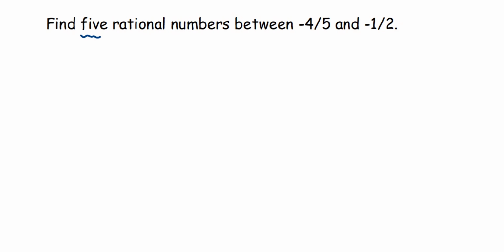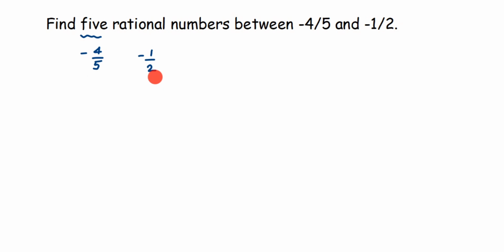So the first number is minus 4/5 and the second number is minus half. The first step is to check if the denominators are the same. We can see that they are not the same. For the first rational number we have 5 in the denominator, and for the second one we have 2. If they are the same, then you can skip this step and jump to the second step. In this case they are not the same, so we have to make the denominators the same.